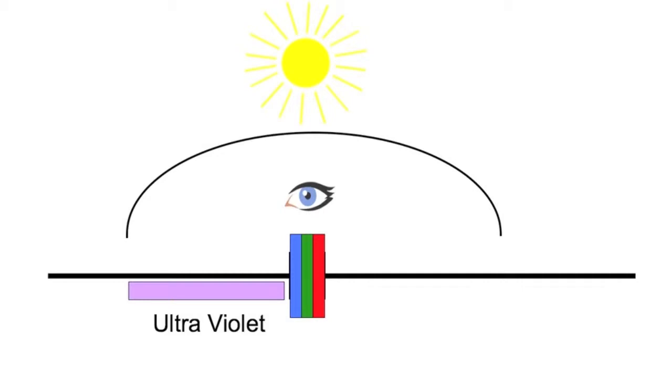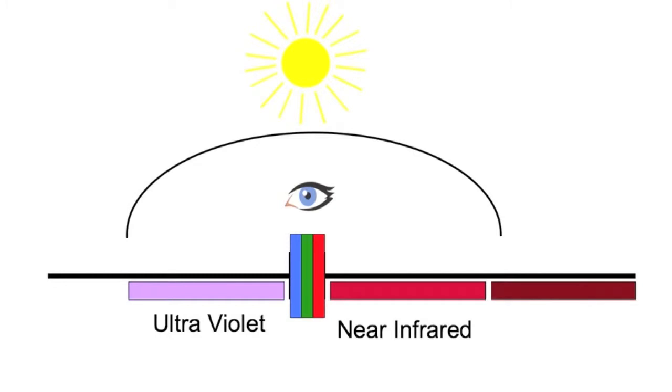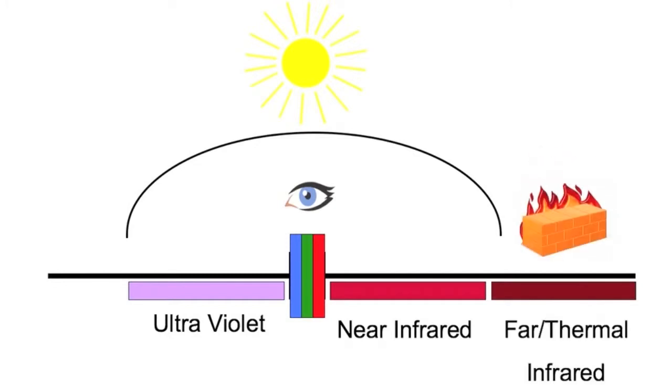Now, the portion of the spectrum with wavelengths just longer than the visible is the near-infrared band. It's very important to not confuse near-infrared radiation with far or thermal infrared radiation. Far or thermal infrared radiation is emitted by hot objects through a process known as thermal vibration. Thermal infrared radiation is detected with an imaging technique known as thermography.